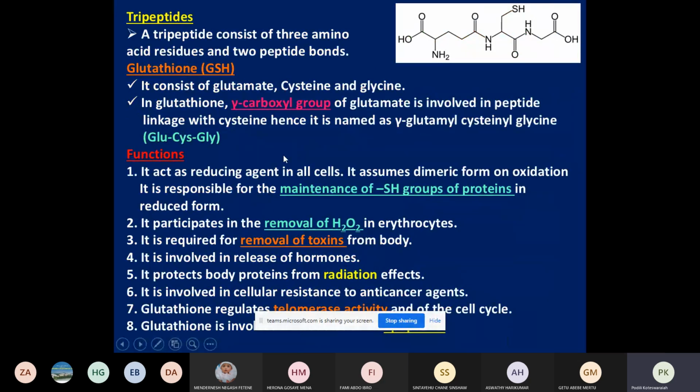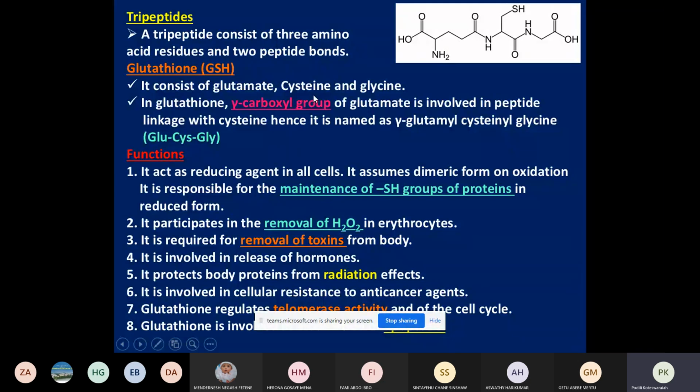Coming to the tripeptide. A tripeptide consists of three amino acids connected by two peptide bonds, and we have an important tripeptide, that is glutathione.